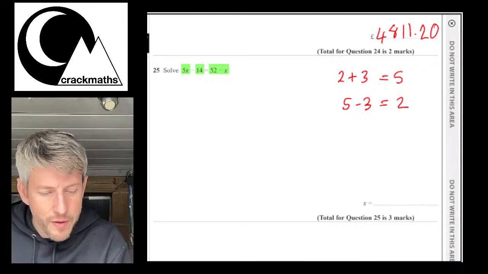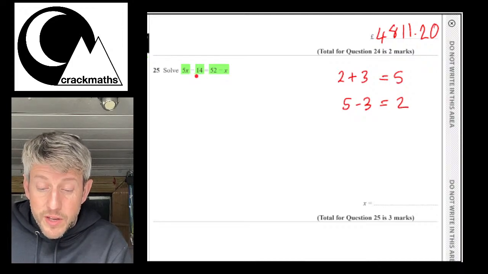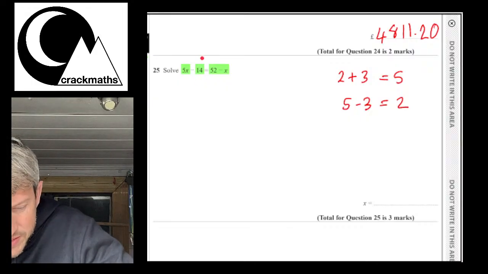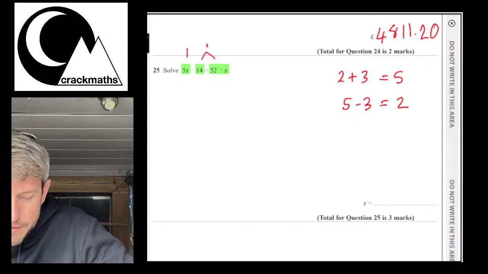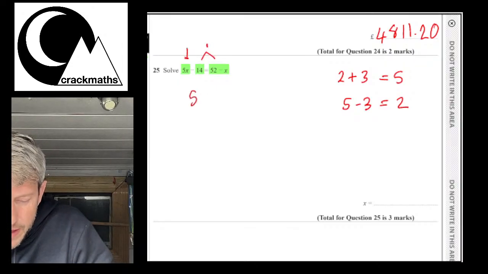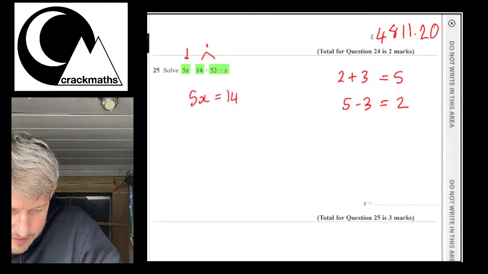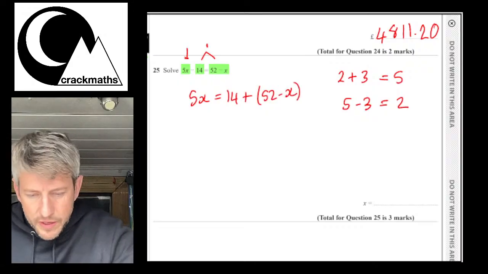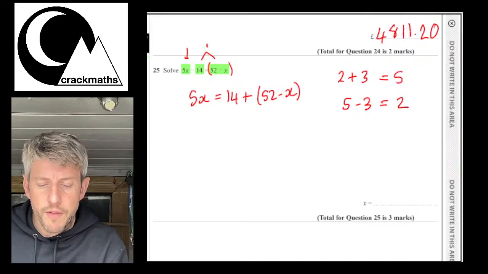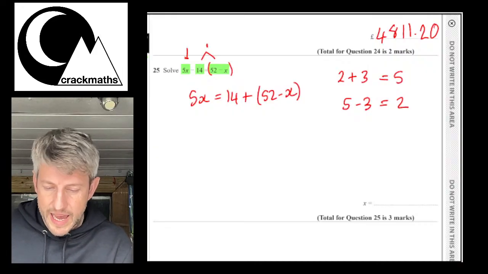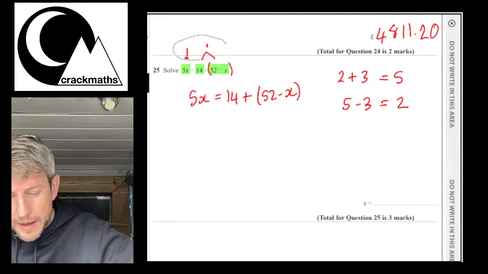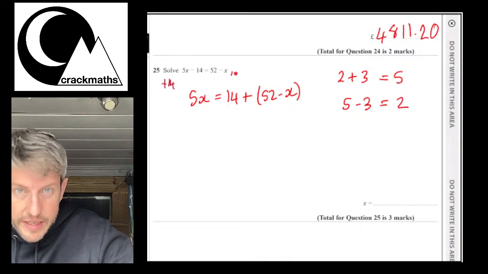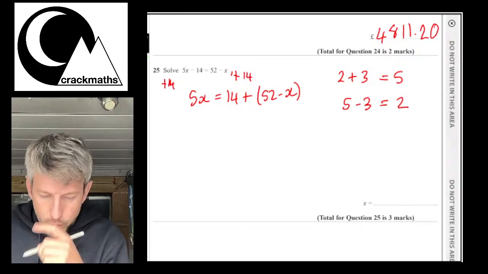So basically, what we can do here is think about this 5x, and say that these 2 things here will add together to give this thing here. So I know that 5x will equal 14 add 52 minus x. I just put that in brackets there so that we think about that as one thing. So 5x equals 14 plus 52 minus x. Now, the other way of thinking about this is we have just added 14 to both sides. Add 14 here, add 14 there.